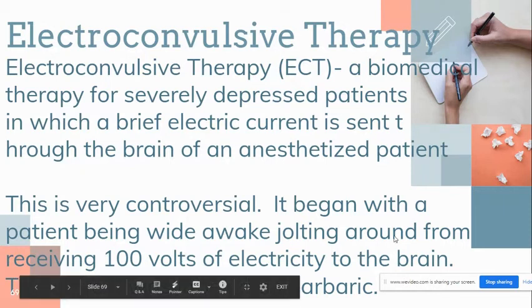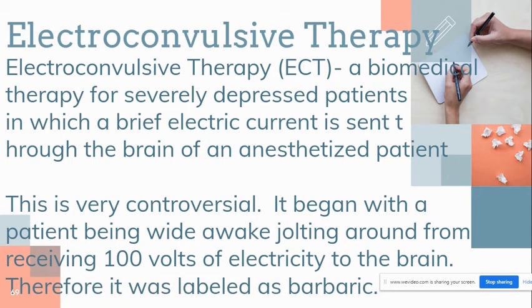So it's very controversial because it was really big, maybe not quite 100 years ago, 50 years ago, stuff like that. The person would be wide awake. They would be strapped down because the electric shock made them flail about, and they could fall off the table. So you strap their legs, strap their arms, but their hands and feet are still jolting around everywhere. And you put 100 volts of electricity through their brain. And it was labeled as very barbaric. I mean, to watch it is just, oh man, it's terrible.